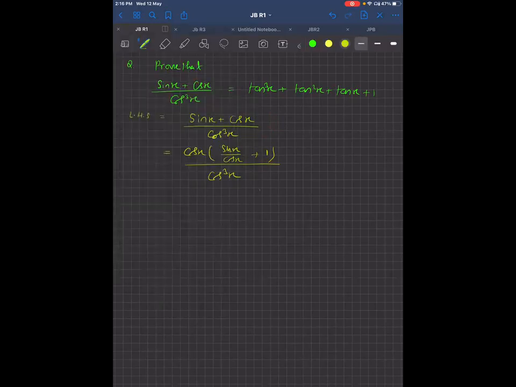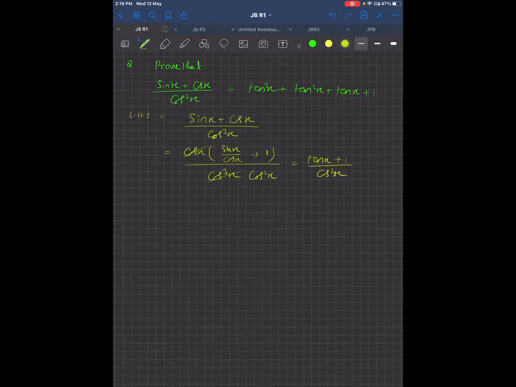Yes, Rahul, index numbers. Now cos x to cos cube x, how many times cancel out? Cos square x only. Okay. Now again, the sin by cos can be written as tan. So tan x plus 1. And in the denominator, what we have?